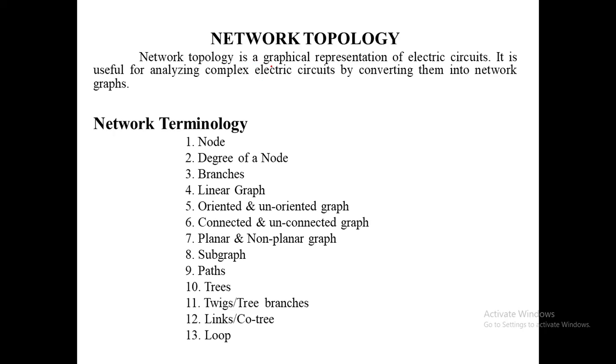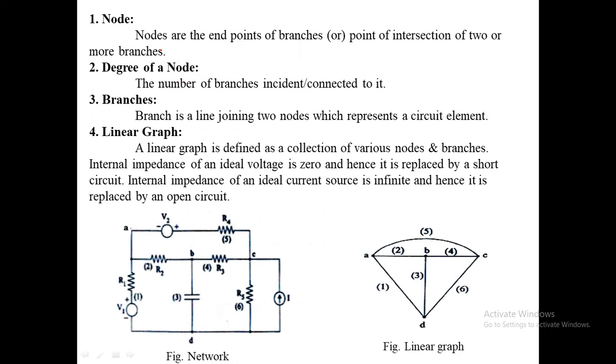Network topology is a graphical representation of an electric circuit. It is useful for analyzing complex electric circuits. The different terminologies used in graph theory are node, degree of a node, branches, linear graph, oriented and unoriented graph, connected and unconnected graph, planar and non-planar graph, subgraph, paths, trees, twigs, links, loop. Let's see the brief of these network terminologies.